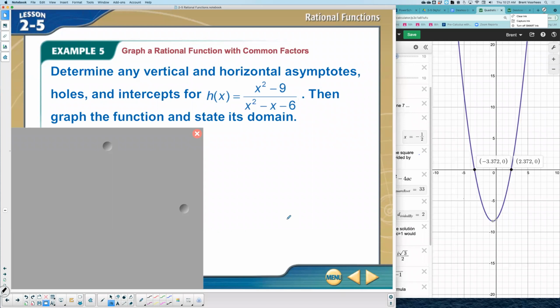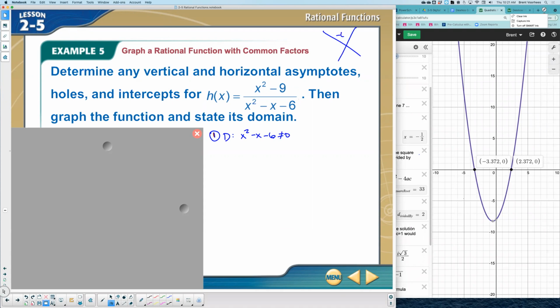Example 5. It says here, determine any vertical and horizontal asymptotes, holes, and intercepts. So again, we're going to do the same 5 things. Number 1. What was the first thing we've been finding each time? The domain. You set the denominator as not equal to 0. So x squared minus x minus 6 cannot equal 0. That is a trinomial. We need to factor it.